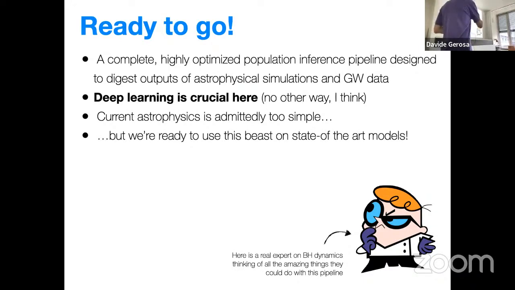I think the deep learning is crucial. I don't see another way of doing it. The astrophysics that we have is, well, too simple, right? It's a cooked up power law, basically. But I think we are ready to move on and do this on state-of-the-art models. And that's all I wanted to say.